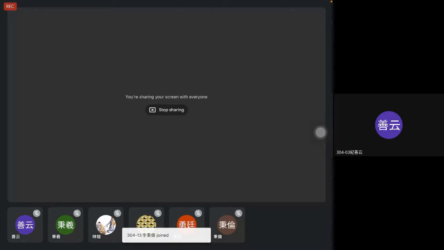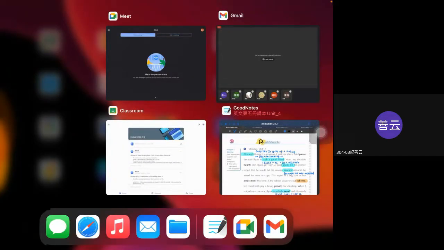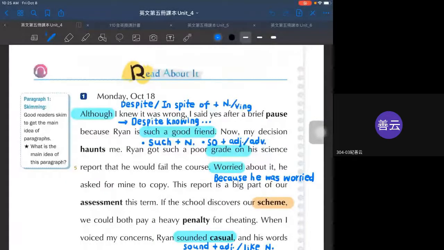All right, so let's get started and let's turn to page 66. Okay, page 66. All right, so yesterday we mentioned this part already.